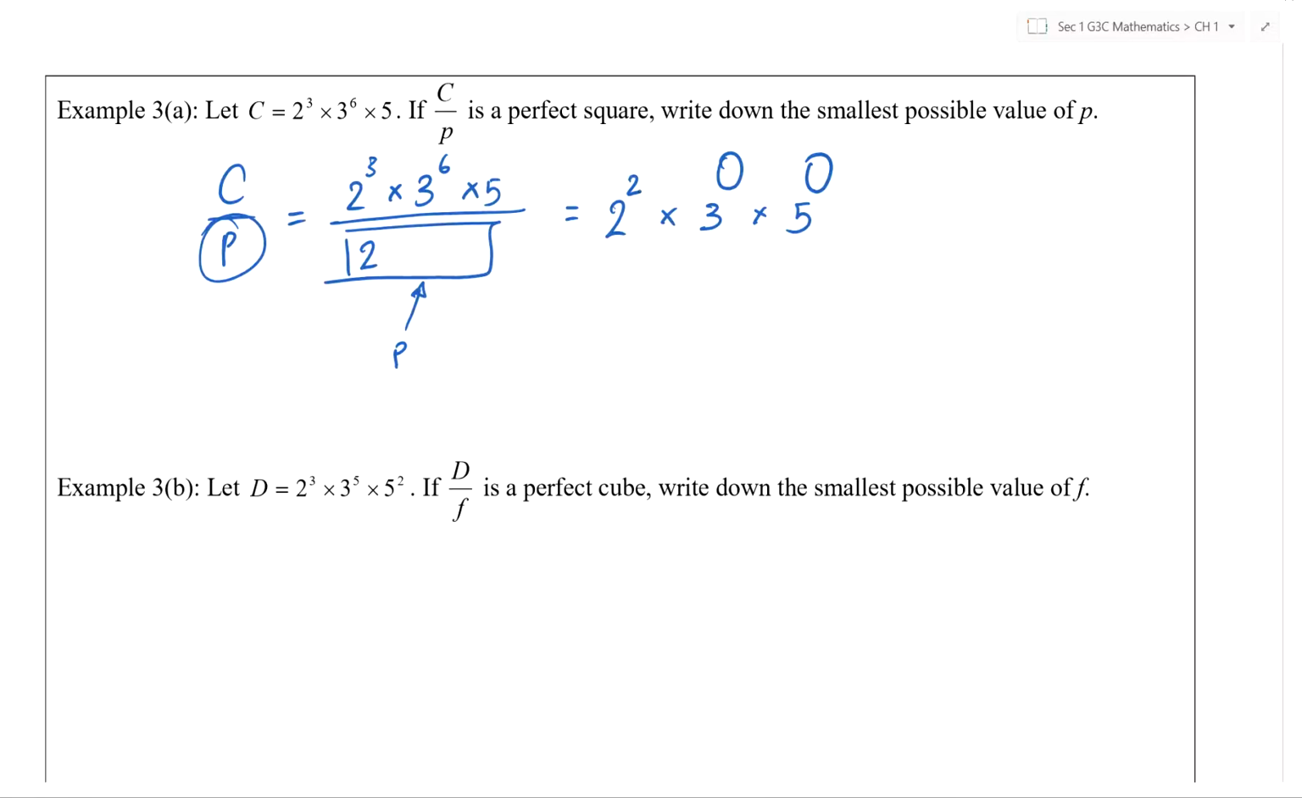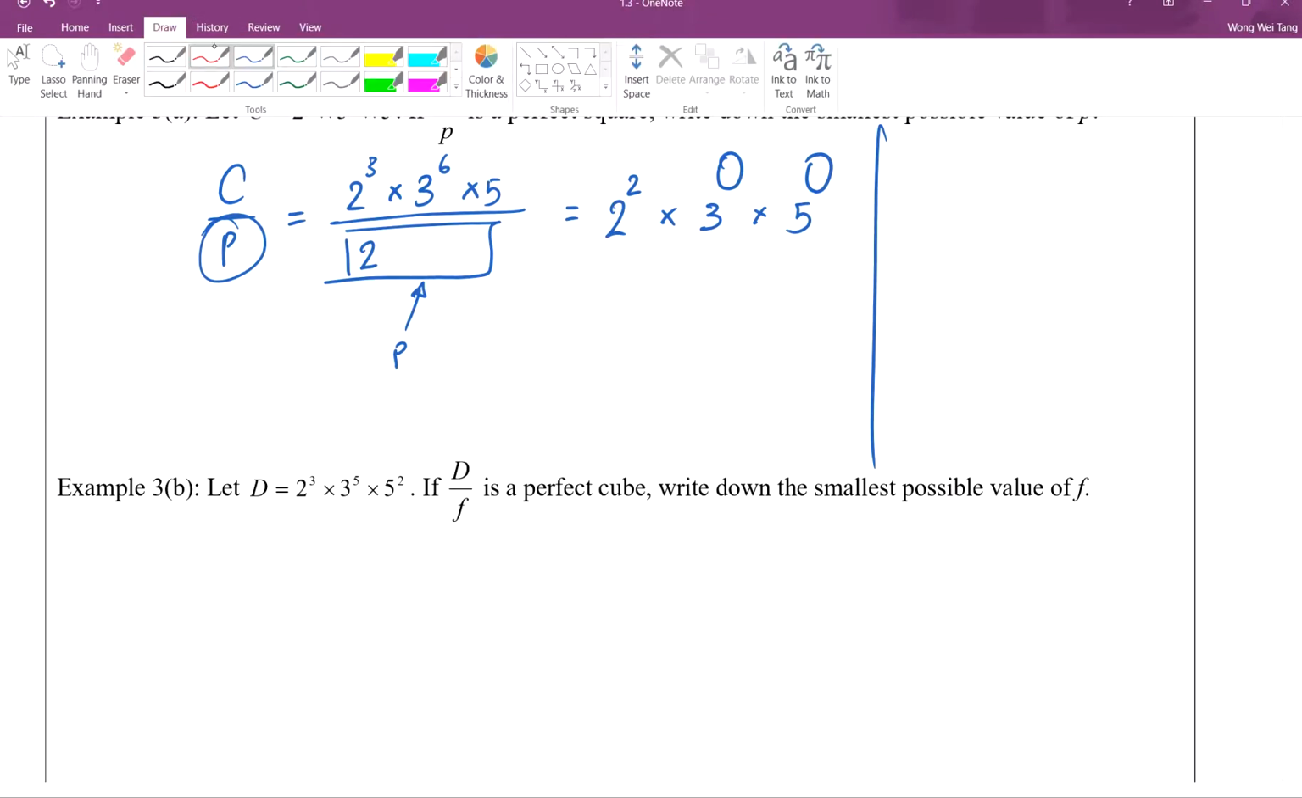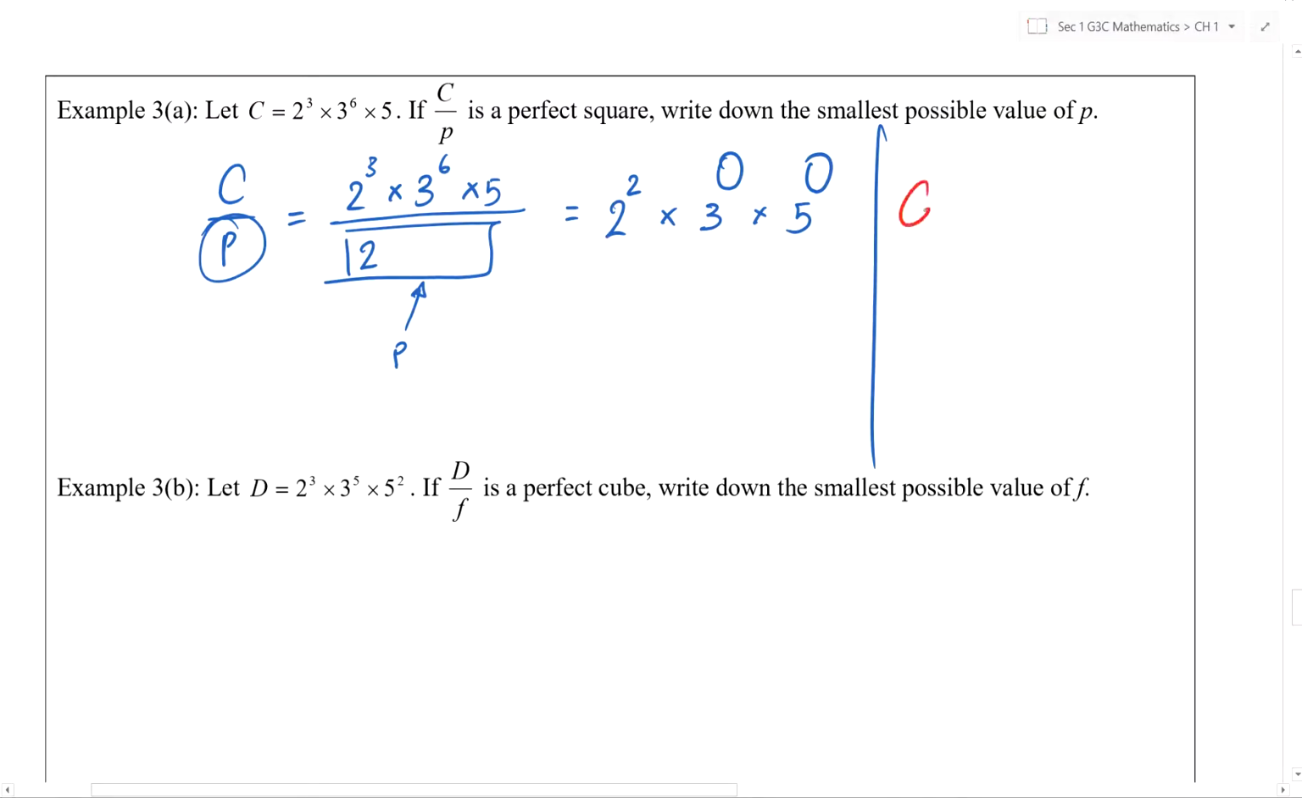So compare this approach with the previous type of question where we had something like this. C times P is a perfect square. Versus look at the different type of question. So this will give us 2 power 3 times 3 power 6 times 5 times a blank. And we call this P. So these are two different types of question.